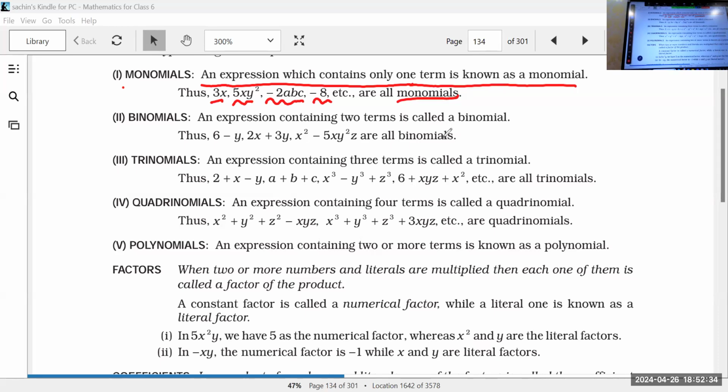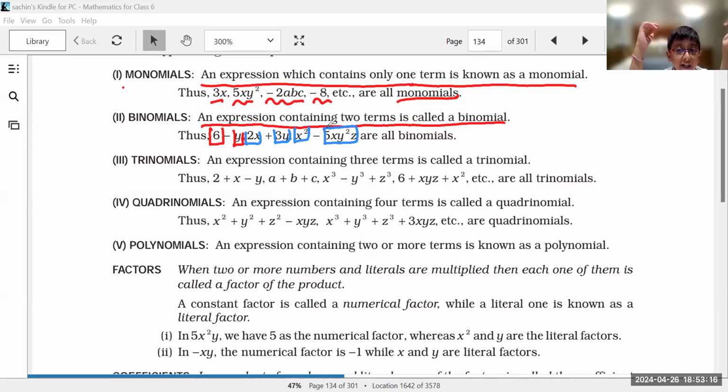Let's see binomials, then we'll understand better. An expression containing two terms is called a binomial. Bi means two. Mono means one, bi means two. 6 minus y. See, this is one term, this is the second term. Terms are separated by plus or minus sign. Remember, terms are separated by plus or minus sign. 2x is one term, 3y is the second term. X square one term, 5x square y, x y square z two terms. All these are binomials. Have you understood?